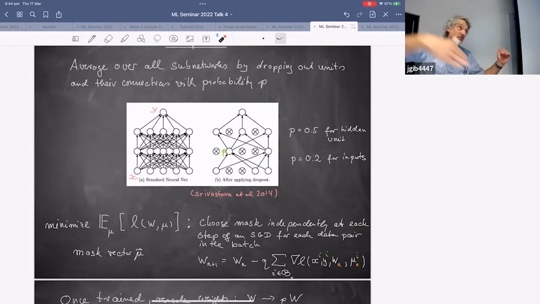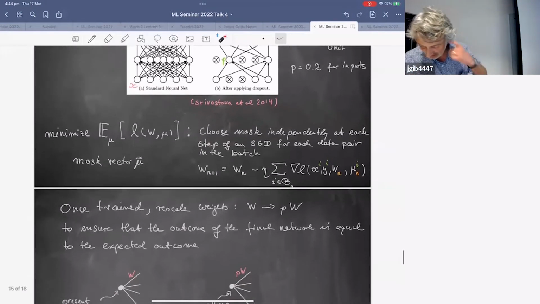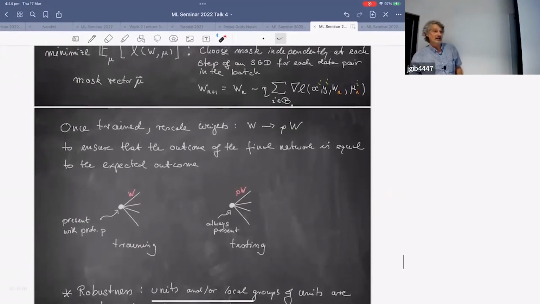Okay, so it's just one training. It's not one application of a gradient descent. But once you train it, you have to rescale the weights. So think of this as training. You have a node here that's present with probability P or not present, with probability 1 minus P, and it has these weights W. Okay, that's how we calculate it. But in the end, for the testing, we have the full network where each node is present.